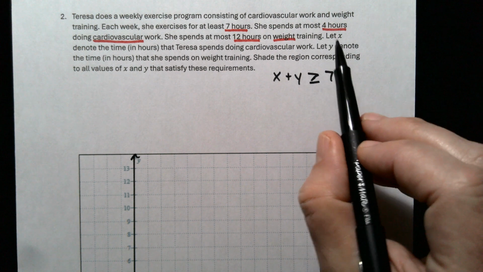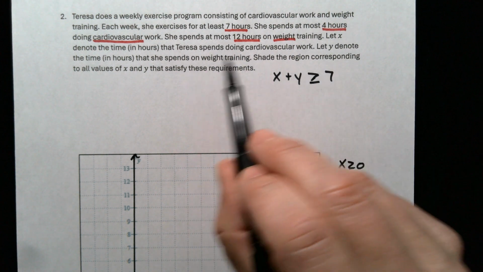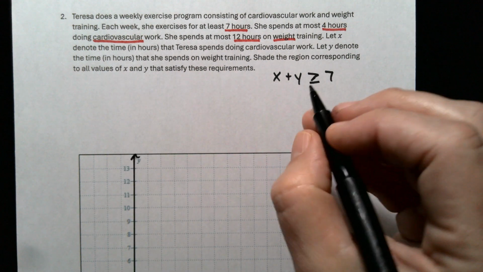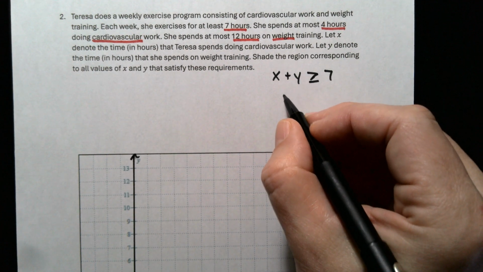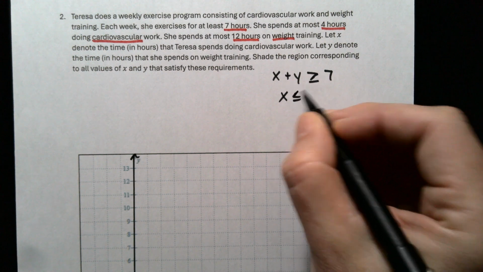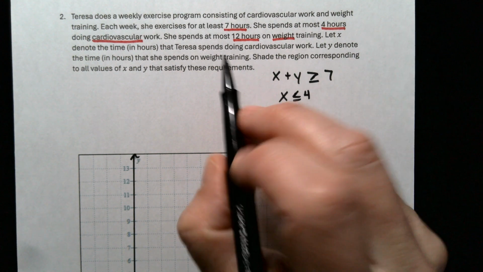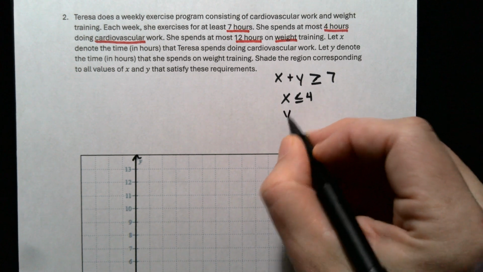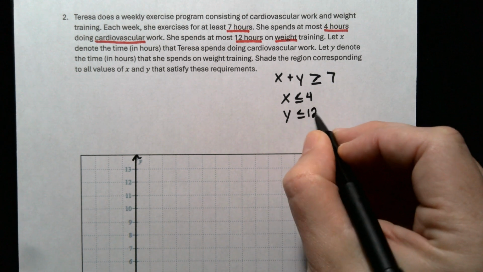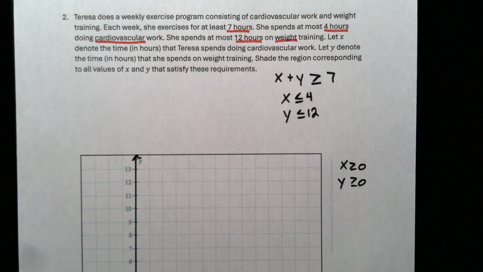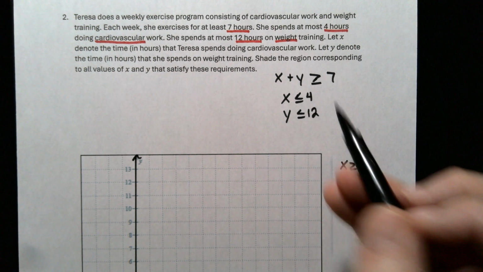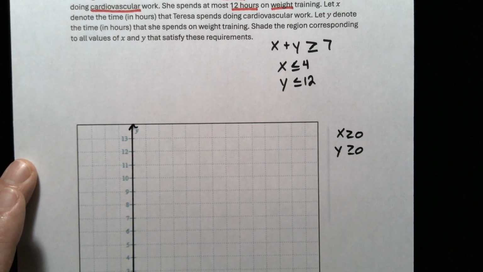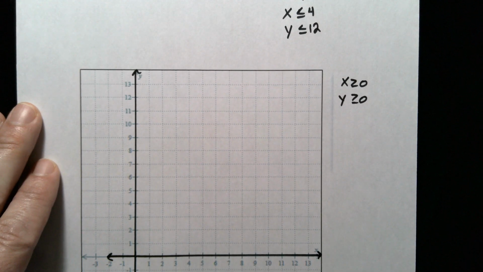Okay, and then we've got two more. She spends at most 4 hours doing cardio. Cardio was X, and at most 4 hours means X is less than or equal to 4. And she spends at most 12 hours on weight training, so that's Y is less than or equal to 12. Weight training is less than or equal to 12. So I need to graph all these lines. Now graphing the X is less than or equal to 4 and the Y is less than or equal to 12 is pretty easy. I'm going to go ahead and do that.